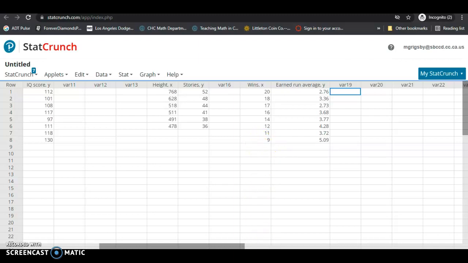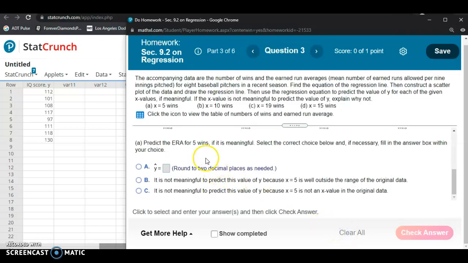Okay, so for 5 wins, we see that 5 is below the smallest x value. So it is not meaningful to make a prediction based on that x value. In other words, it is not meaningful to predict this value of y because x equal 5 is outside of the range of the original data.